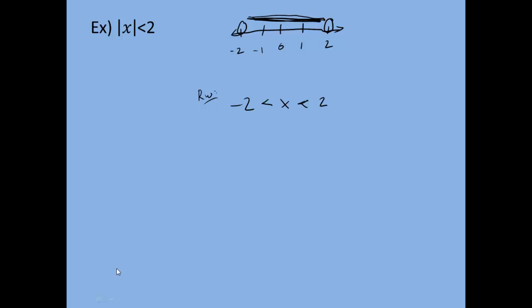It's a little different for greater than. If we look at the next example, we've got the absolute value of x is greater than 3. If I want the absolute value of x to be greater than 3, think about this on a number line. The distance from 0 has to be more than 3. Remember, absolute value really means the distance from 0.